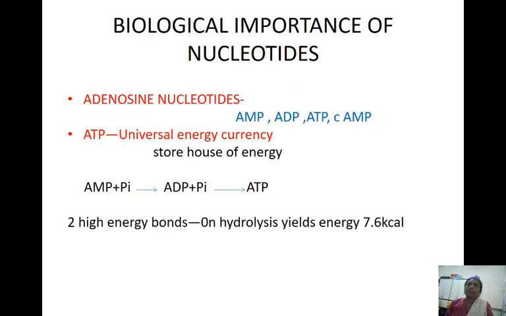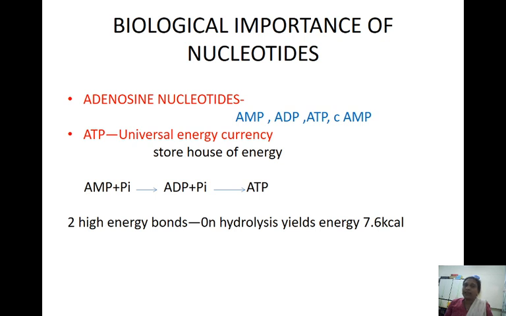Then coming to the biological importance of nucleotides. Now let us discuss the first one, adenosine nucleotides. Adenosine nucleotide examples are AMP, which we have already discussed, ADP, ATP and cyclic AMP. All these are adenosine nucleotides. First, coming to ATP, we already know that it is a storehouse of energy, the universal energy currency. AMP is phosphorylated to form ADP, and coupling of ADP with inorganic phosphate forms ATP.